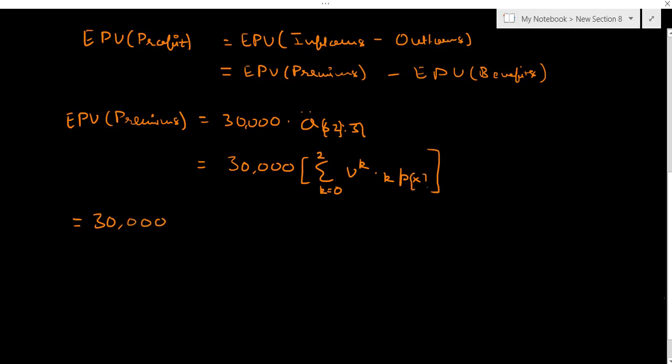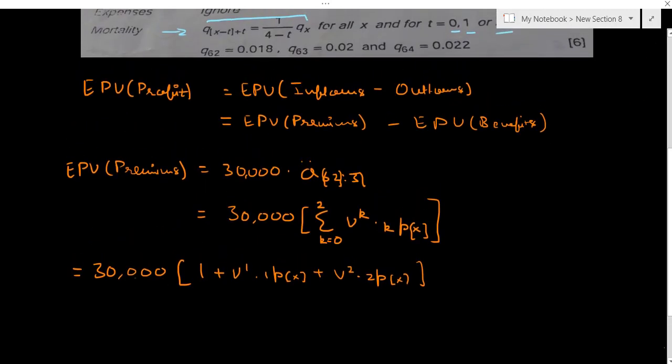Obviously, x is select here. So this just becomes 30,000 into v to the power of 0 into 0px, that is just 1, plus v to the power of 1 into 1px, plus v to the power of 2 into 2px. Okay, so this is what I have here. It's a simple factor. Now let's just find out these values.